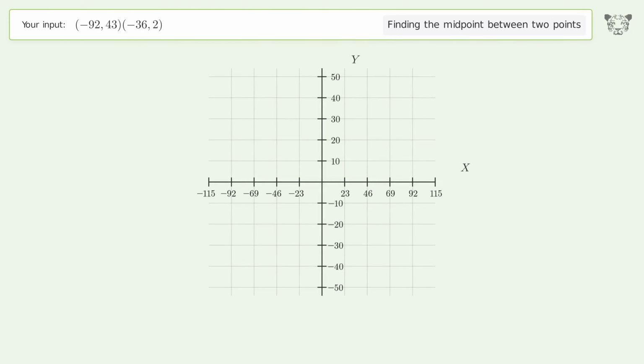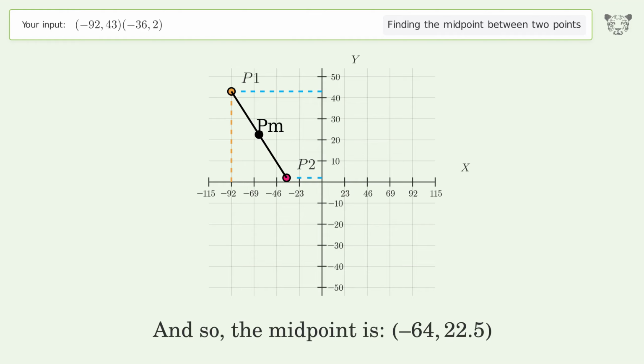And so, the midpoint is negative 64, 22.5.